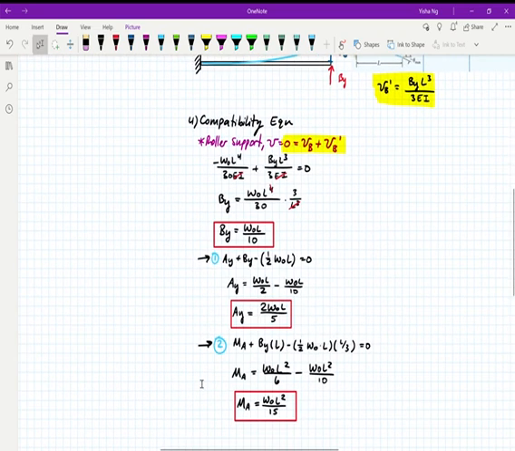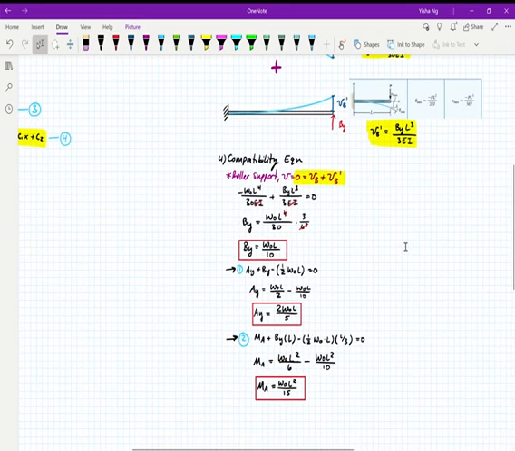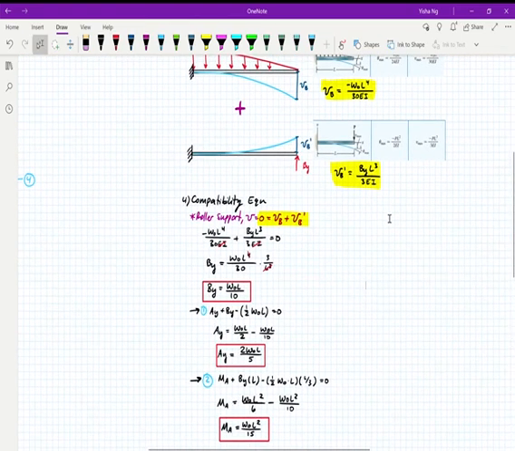From there, we're going to do the same thing we did before: plug into our equilibrium equations to find AY and our moment at A. I think you can generally see how much simpler it is to apply the method of superposition for this use case. Obviously, the method of superposition does have its limitations.